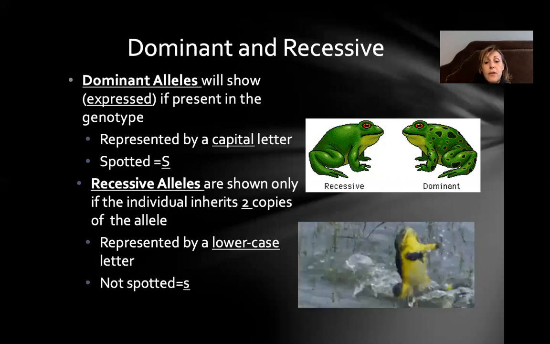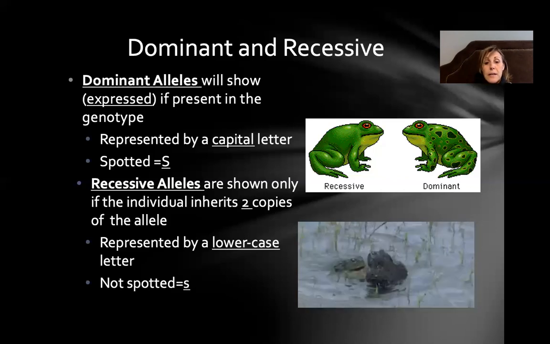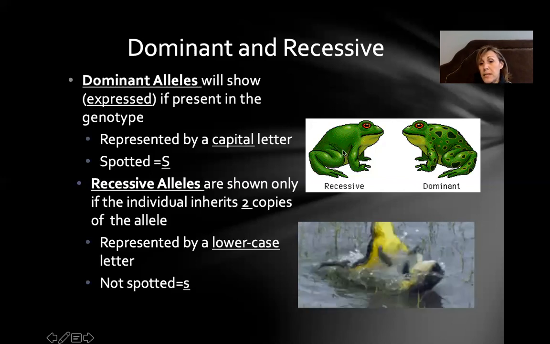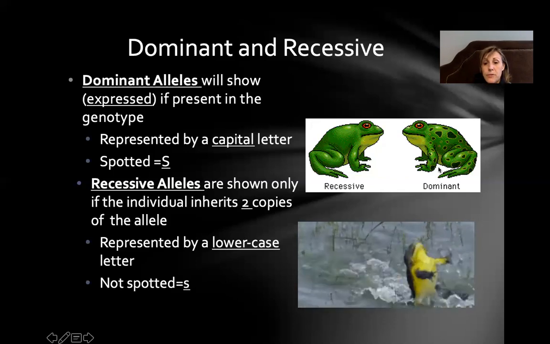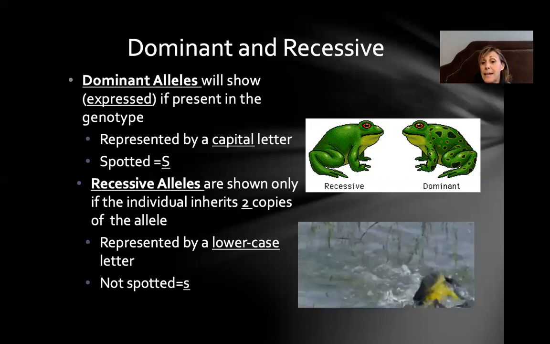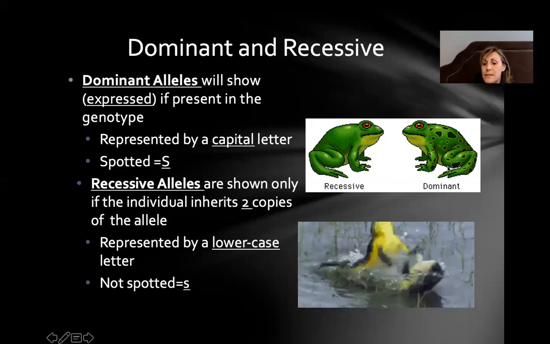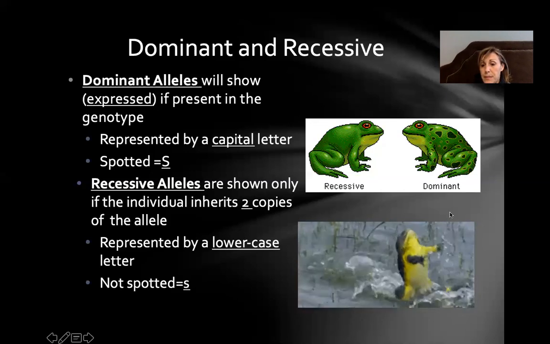Recessive alleles only show if you inherit both copies from your parents. So little s, little s. This one is little s, little s. This one could be big S, big S, which means it had both dominant from its parents, or it could be big S, little s, which means it's spotted, but it carries that recessive allele. And I put that on there because I thought that was funny. They're beating each other up.